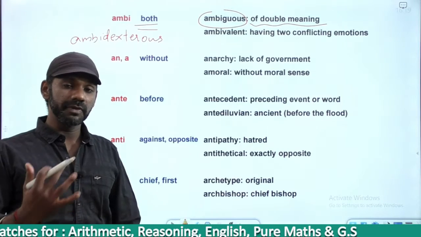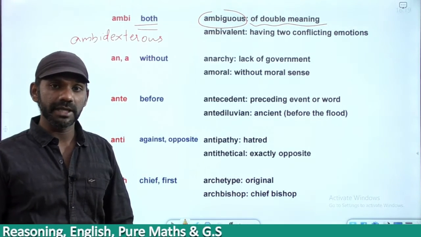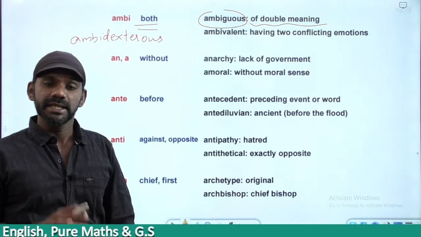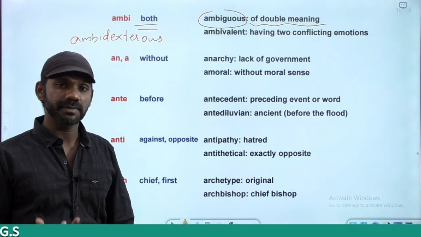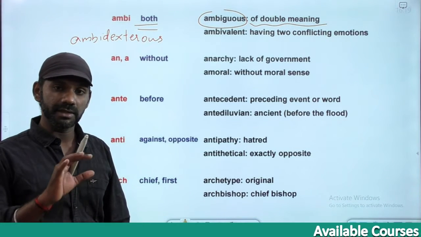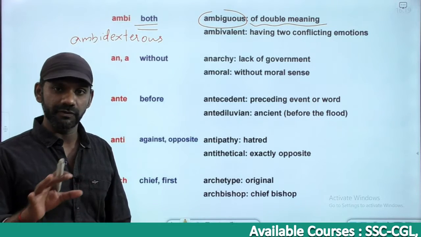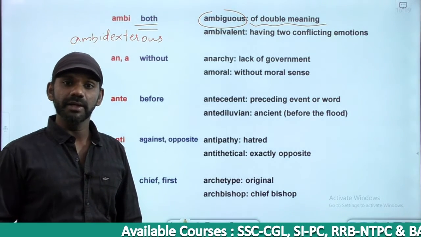If what comes before the apposition is positive, what comes after the apposition must also be positive. Similarly, if what comes before the apposition is negative, what comes after the apposition must also be negative. That's a concept regarding the punctuation marks colon, semicolon, hyphen, brackets. The punctuation marks deserve a lot of importance while reading.